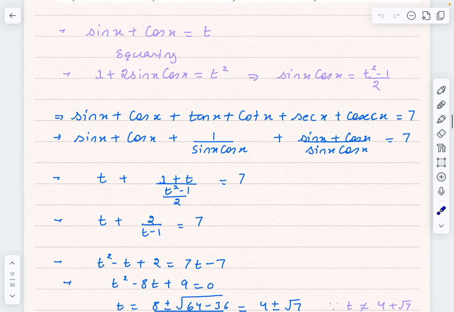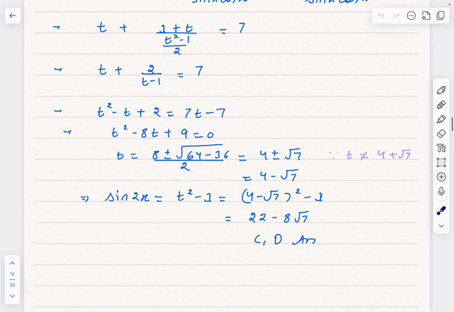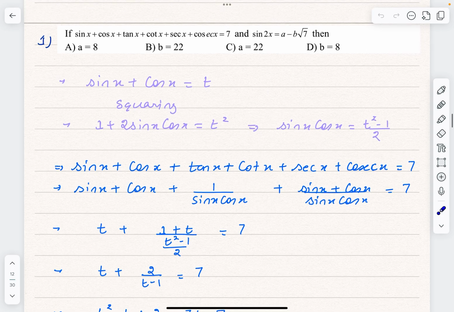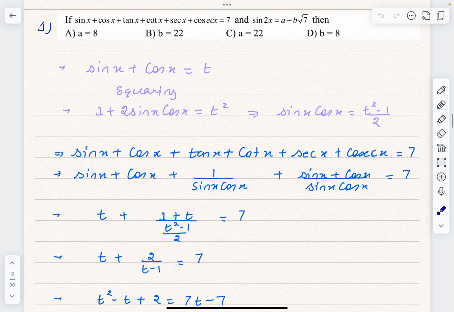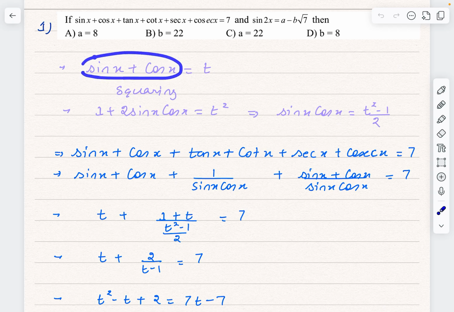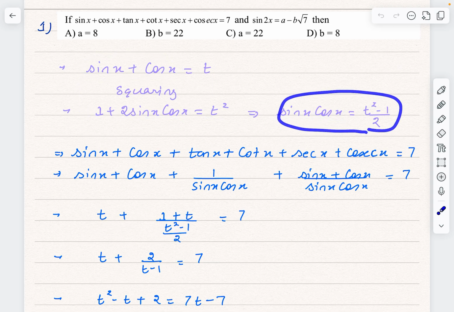The answer for this problem is option C and D. See how you can do this problem. If I take sin x plus cos x as t and I square both sides, sin square x plus cos square x will become 1. So you get 1 plus 2 sin x cos x equal to t square. So sin x cos x from here will be t square minus 1 over 2.